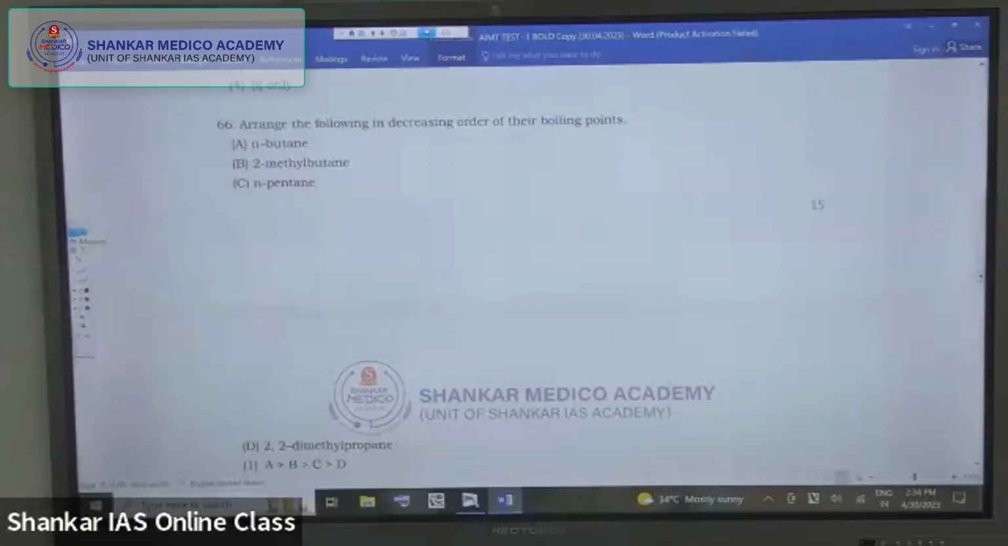Decreasing order of the boiling point. Generally, boiling point decreases when the branching increases because of the steric effect. Van der Waals force of attraction is less, meaning it boils easily. Van der Waals force of attraction is very low, especially in highly branched alkanes. This is the one you can keep in mind.